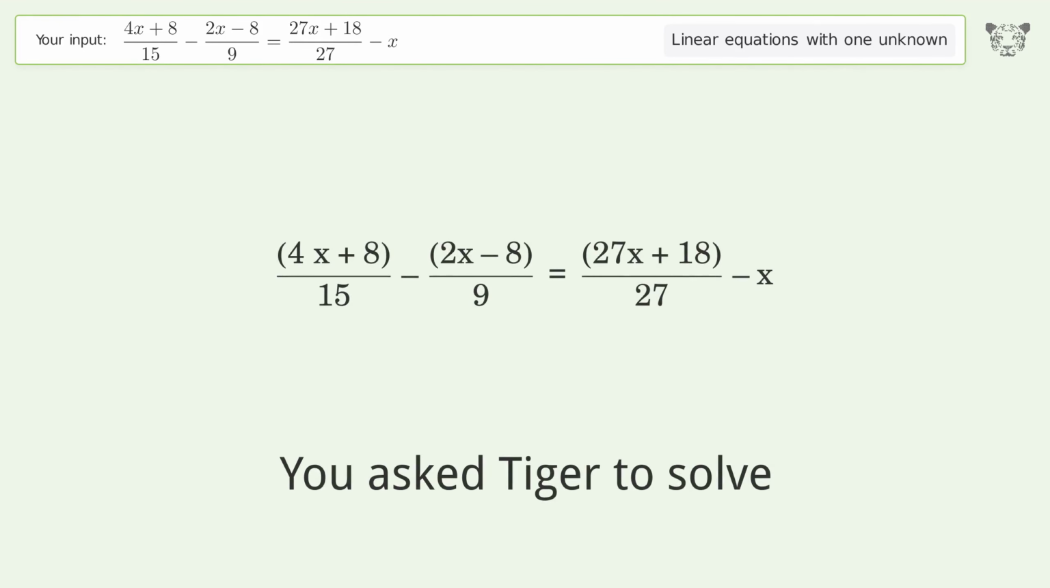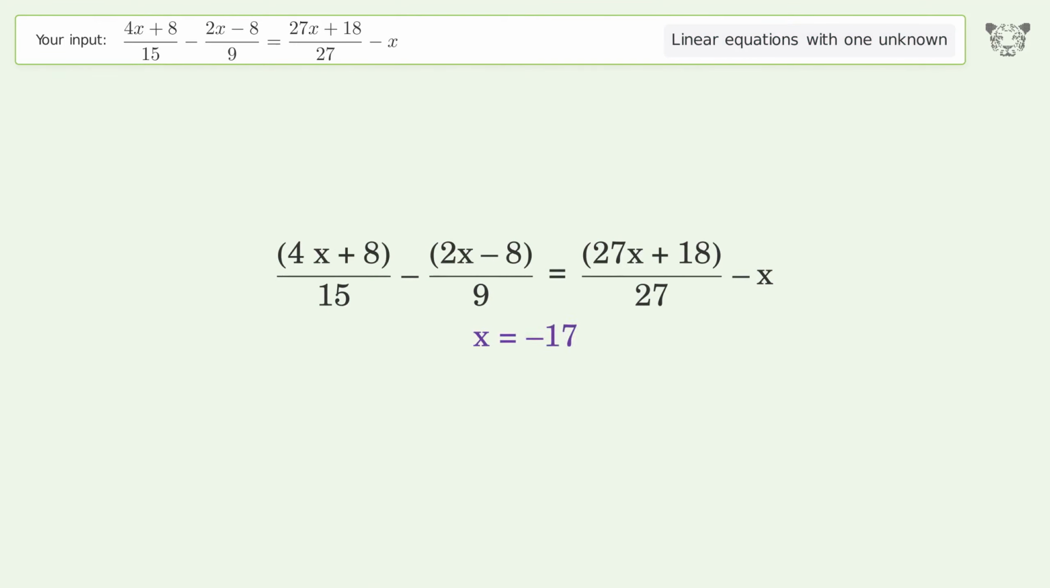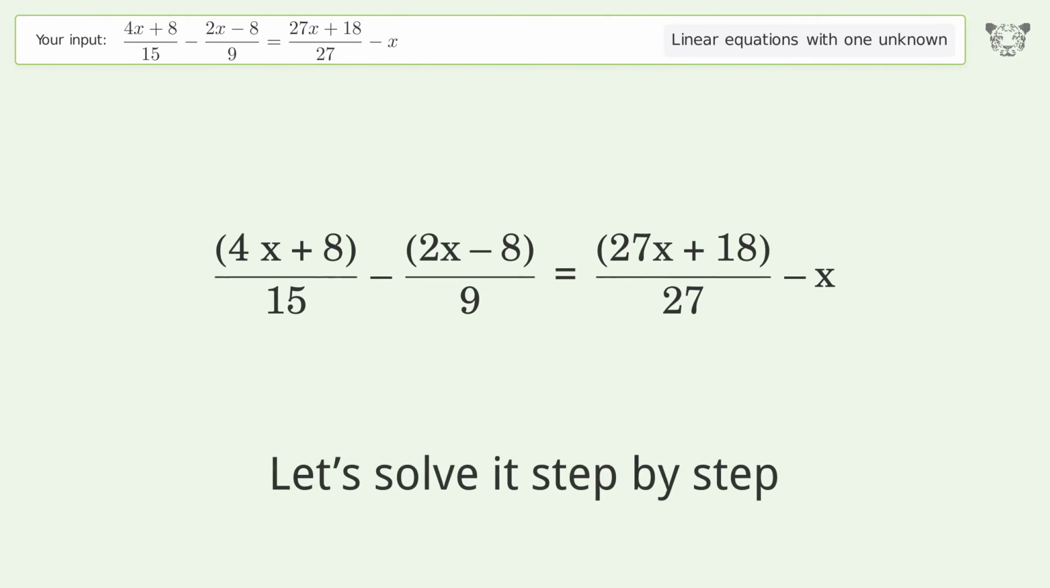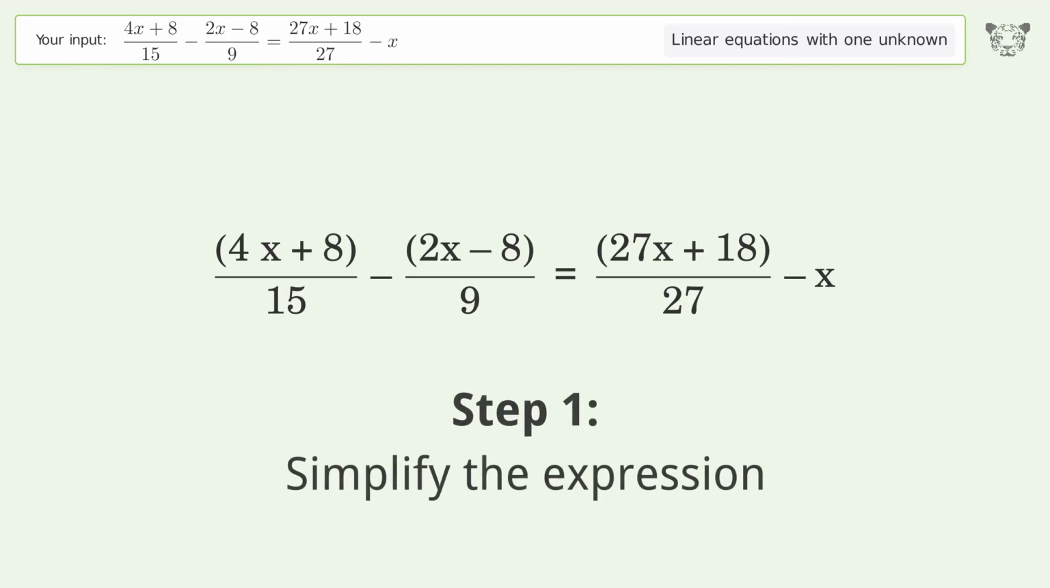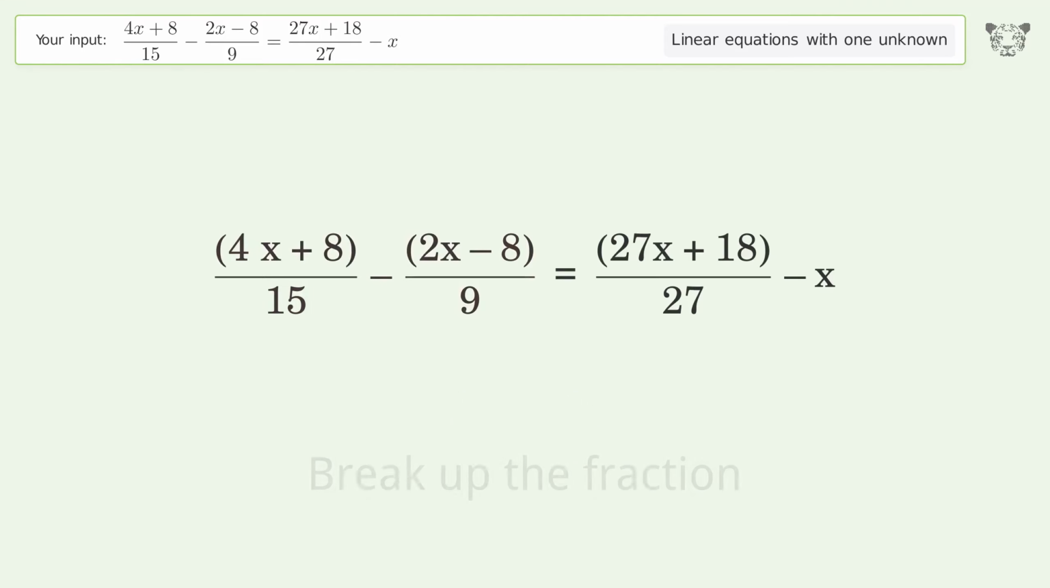You ask Tiger to solve this. This deals with linear equations with one unknown. The final result is x equals -17. Let's solve it step by step. Simplify the expression. Break up the fraction.